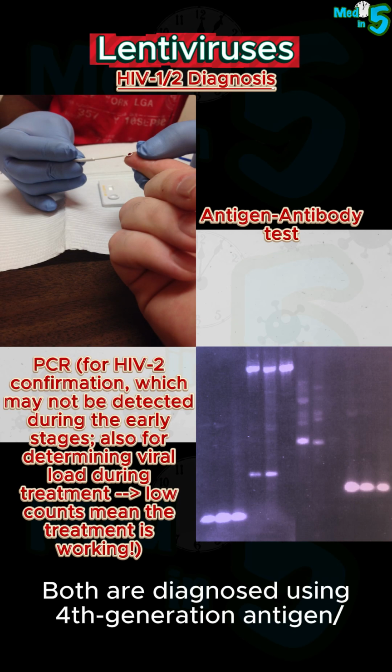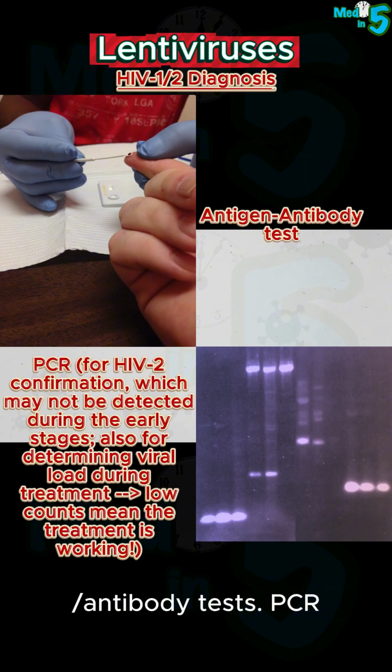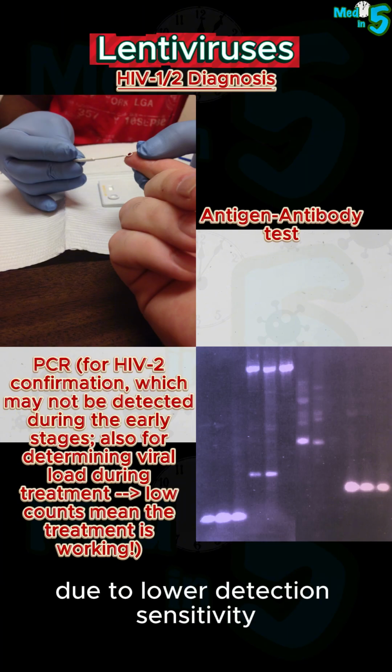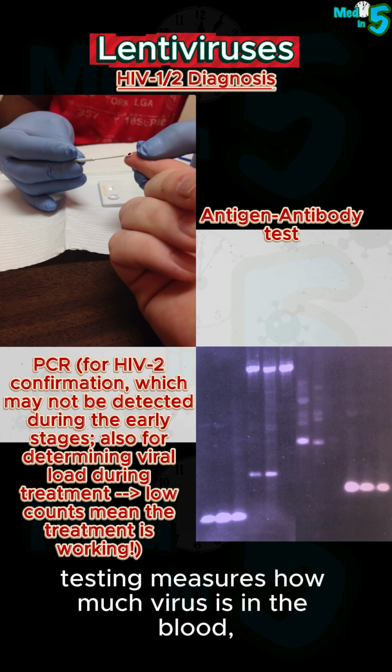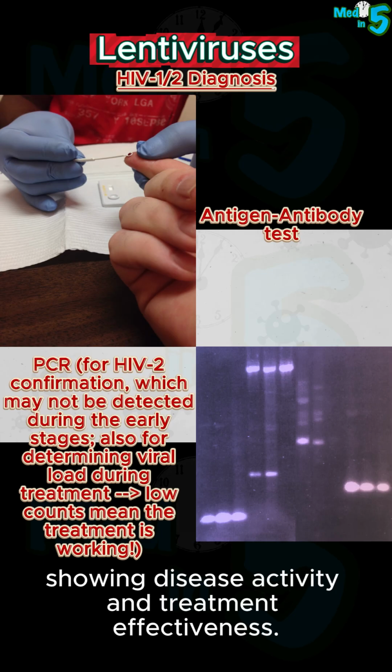Both are diagnosed using fourth-generation antigen antibody tests. PCR confirms HIV 2 due to lower detection sensitivity during early infection. Viral load testing measures how much virus is in the blood, showing disease activity and treatment effectiveness.